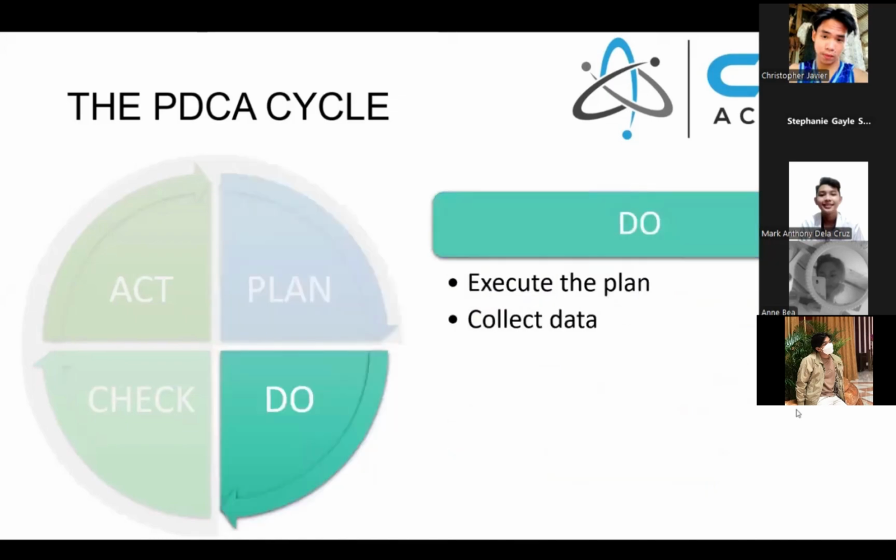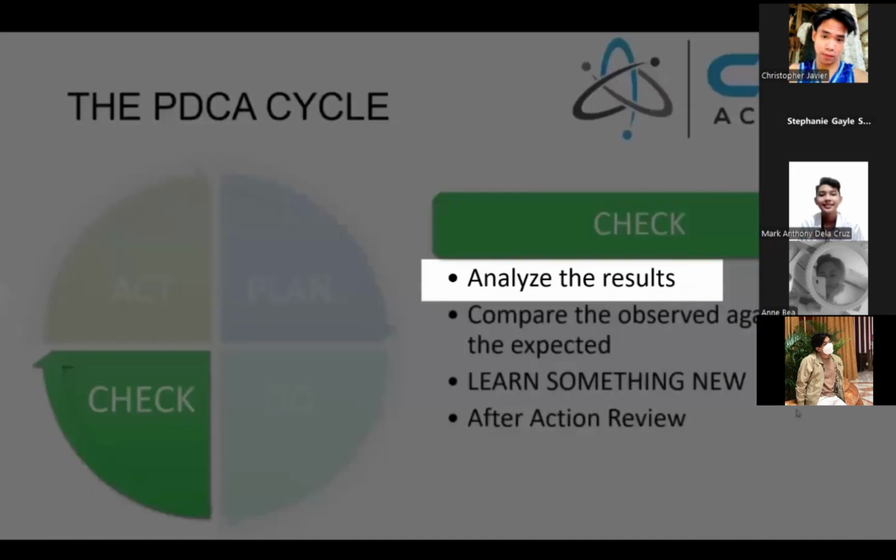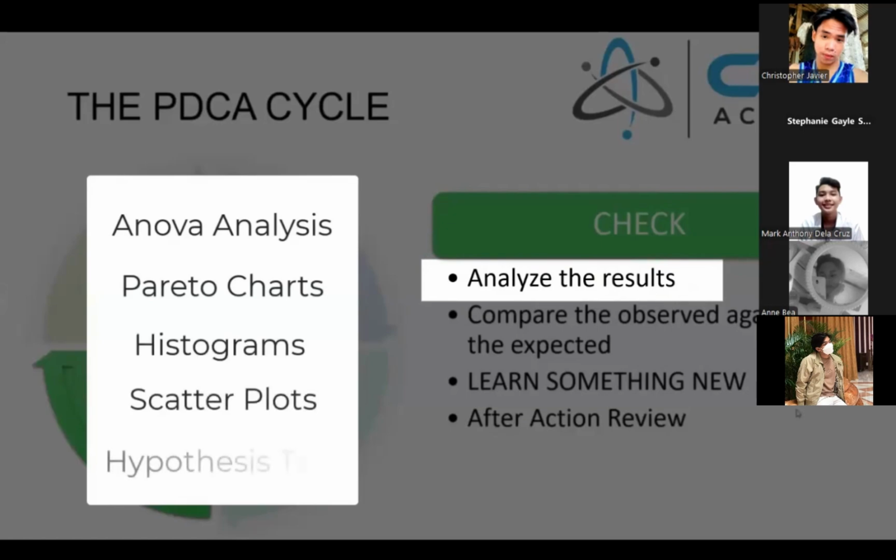And then the do phase. This is quite simple, right? We want to execute the plan and we want to collect data. And then we can take that data that we collected and it's time to do the analysis. This is where we can use a lot of statistical tools like ANOVA analysis, Pareto charts, histograms, scatter plots, and hypothesis tests.